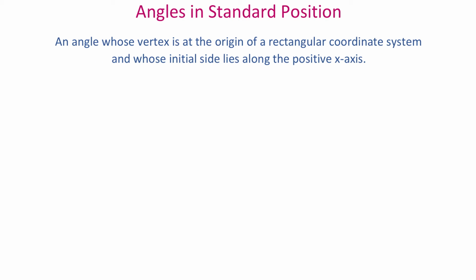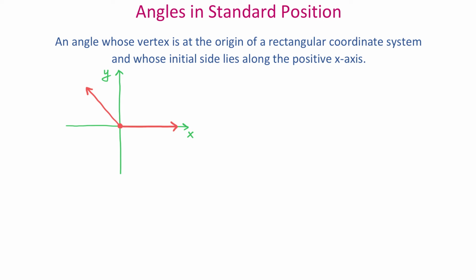Now, let's see what is an angle in standard position. This is an angle whose vertex is at the origin of the rectangular coordinate system and whose initial side lies along the positive x-axis. So here we have the rectangular coordinate system, and to draw an angle in standard position, we have to put the vertex at the origin of the rectangular coordinate system. Then the initial side has to be along the positive x-axis. The terminal side can be anywhere depending on the measure of that angle.